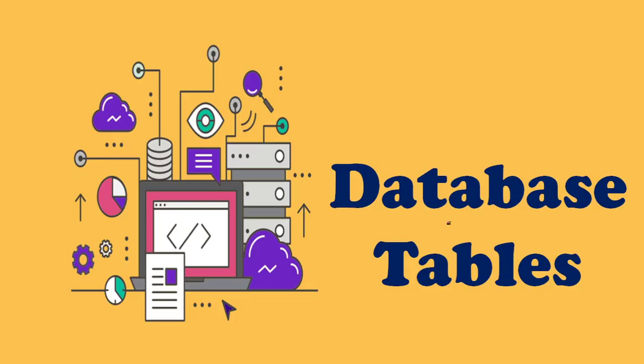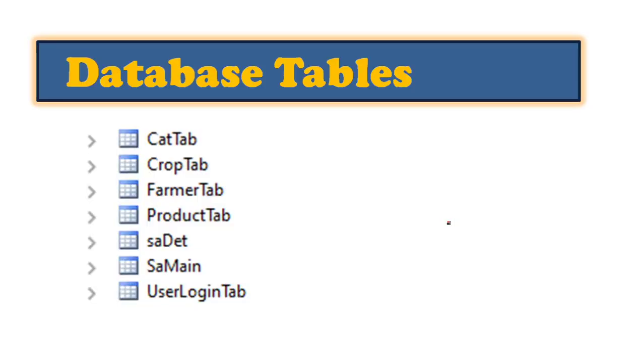And then look at the database tables. Here we have around 8 tables: category table, crop table, farmer table, product table, SA detail and SA main. Both purchase and issue will be stored in these two tables. Here are the main entries and here are the product detail entries. So all the purchases and all the issues will be stored in these two tables.